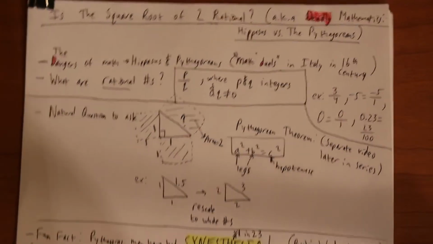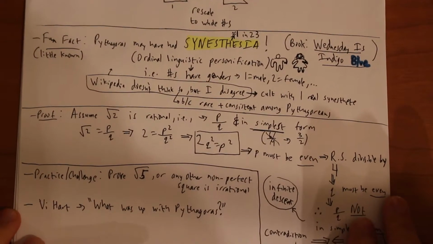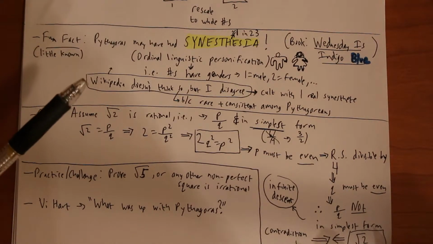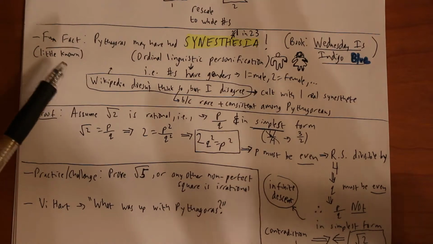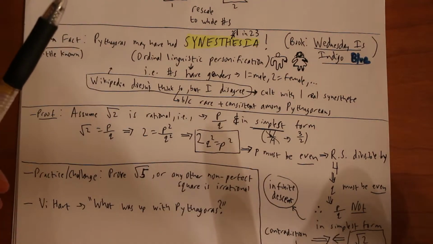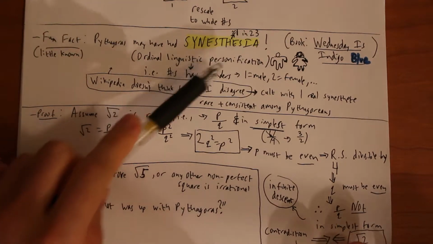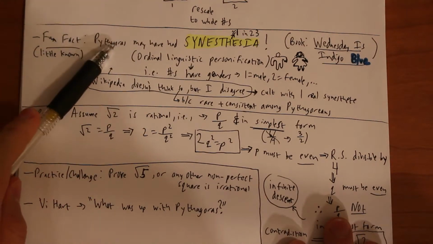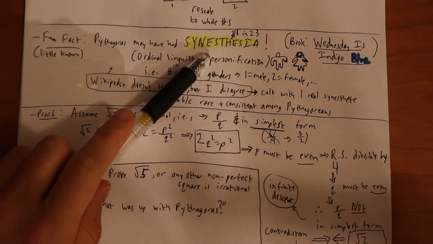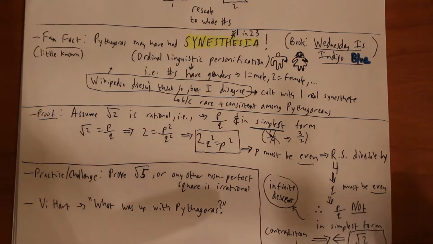All right, so let's go into a little bit of a fun fact. Not a lot of people know this. I was reading this book, which I really recommend to anybody interested in synesthesia. Pythagoras may have had synesthesia. So what is synesthesia? For those of you that don't know, it's when you have a crossing of senses.